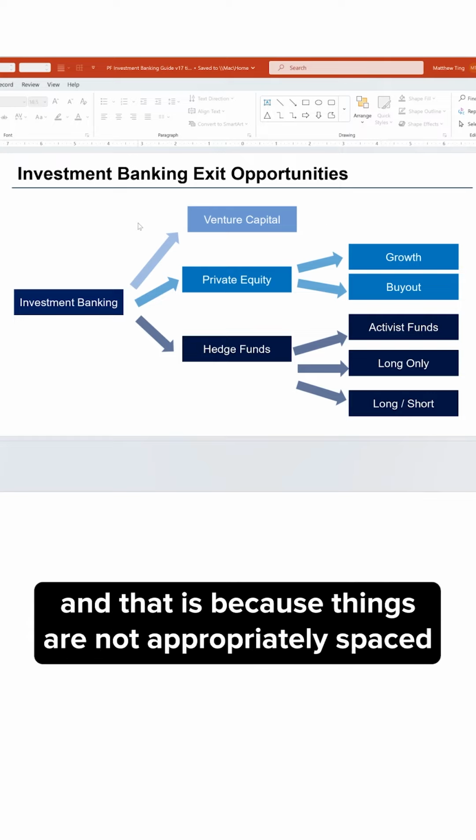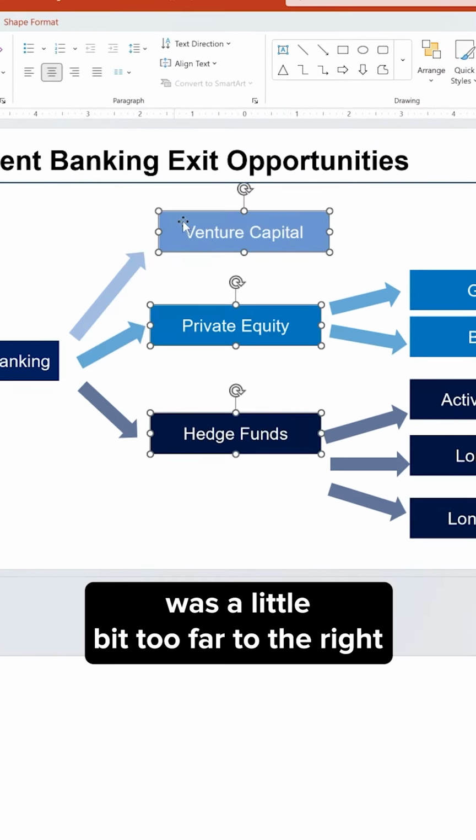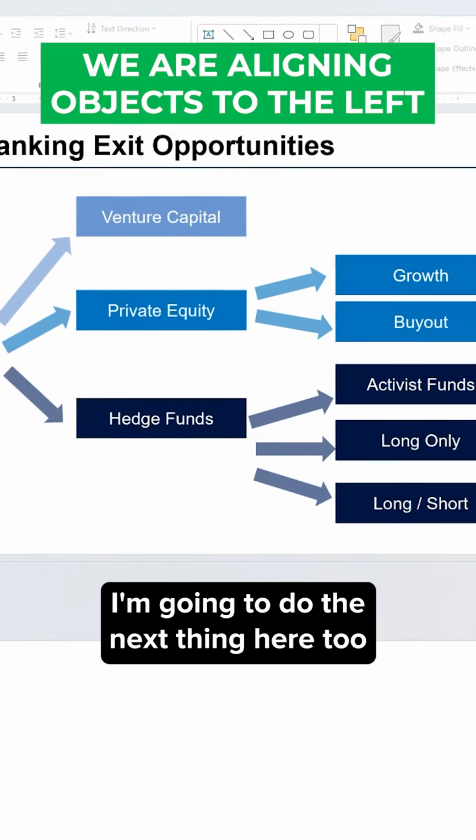So what I'm going to do is select these three icons, and then I'm going to do Alt, and then 4, and that's because I've already set up my quick access toolbar to include this, and then I can click L. And this is going to align them all to the left. You can see how this venture capital box was a little bit too far to the right, so I just do Alt 4L.